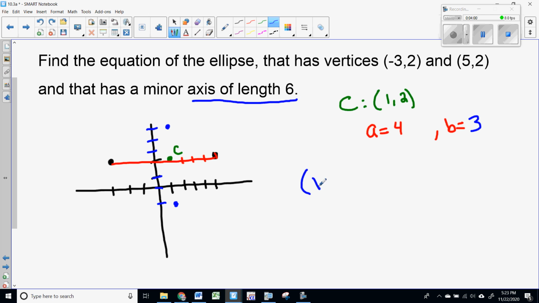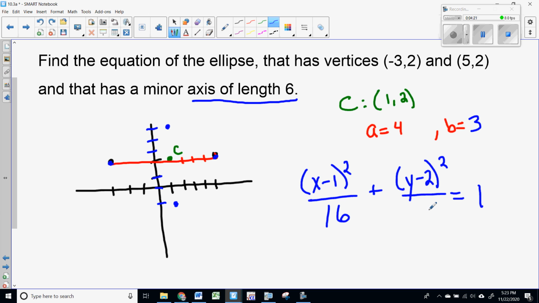So that tells us it's going to be (x minus 1) squared plus (y minus 2) squared. Remember, ellipses are always equal to 1. Our vertices are here, so our a goes under our x, and our a squared goes in the formula. So that's 16, and then b squared is 9. So there is our formula.